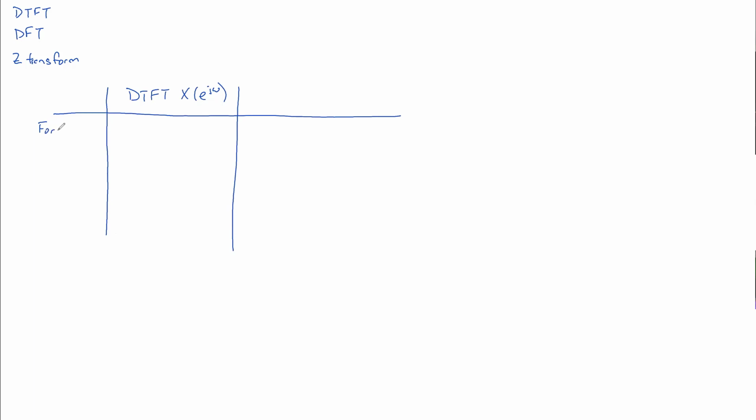And if we want to take a look at the forward transform, that's going from the time domain to the frequency domain. It's this sum over all n of our input sequence times e to the minus j omega n. And then we've got its inverse transform. And that's much less used.